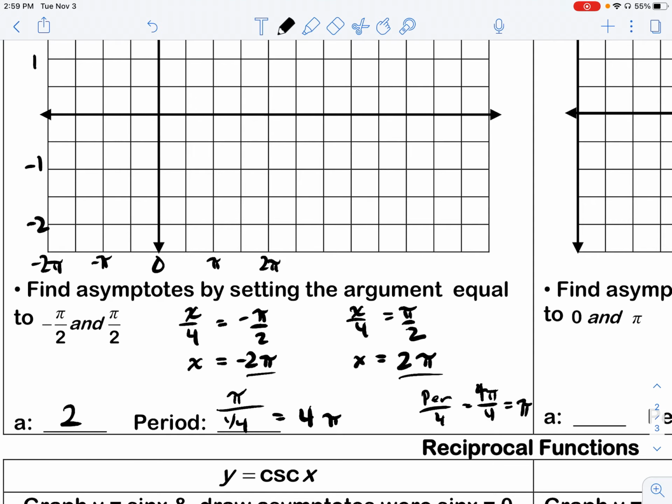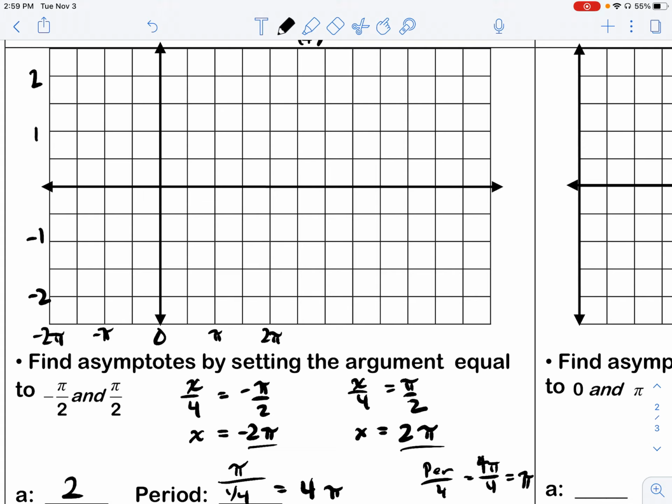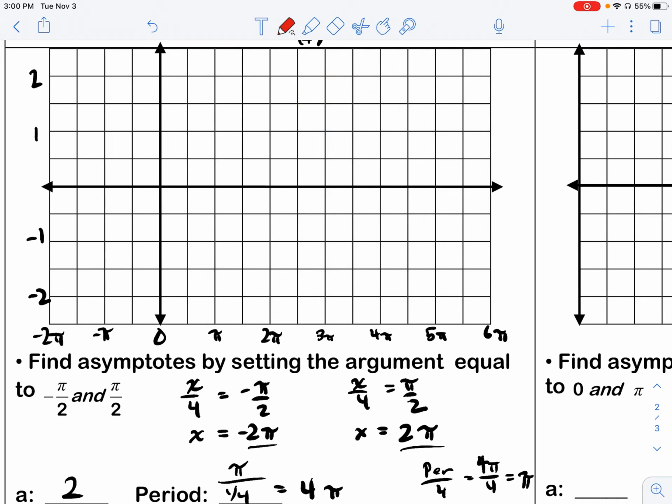So what I've done so far is I've labeled all my key points for one full period, okay? And you know what? I know I'm going to have to graph a second cycle in just a second, so I might as well just keep going with this. So 3 pi, 4 pi, 5 pi, and 6 pi, okay? Let's go ahead and start by graphing our vertical asymptotes. And let me make that a little bit larger, okay? So I have my first vertical asymptote at negative 2 pi. And then my second vertical asymptote has now stretched out to positive 2 pi.